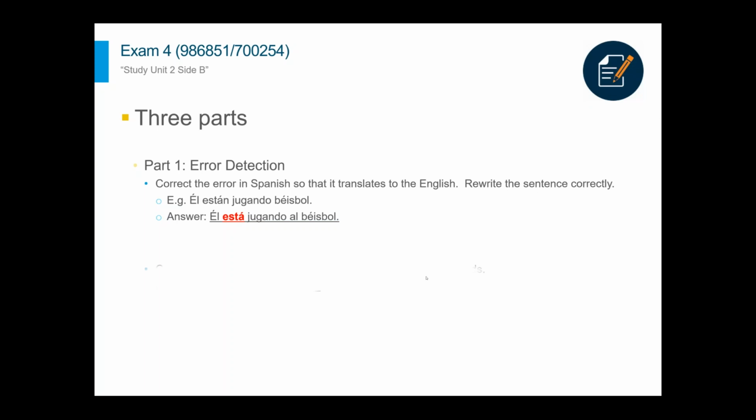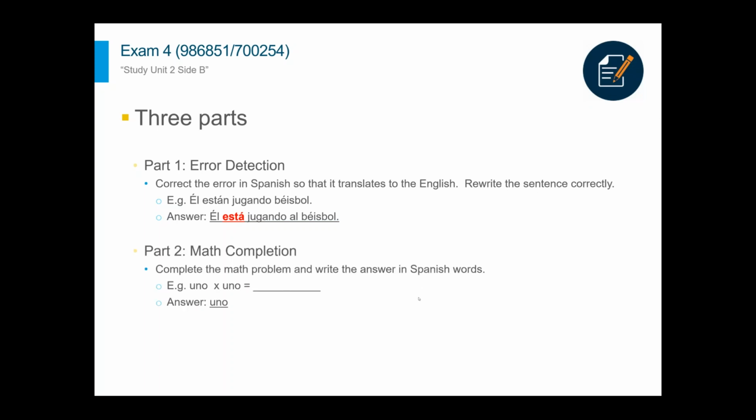In the next part, math completion, you will be solving math problems and writing your answer in Spanish words. So an example of that is "uno times uno." We know that's 1 times 1 equals 1, obviously. Your answer would be "uno." So it's important here that you're writing out the number in word format. You're not just writing the number 1 or the number in English.